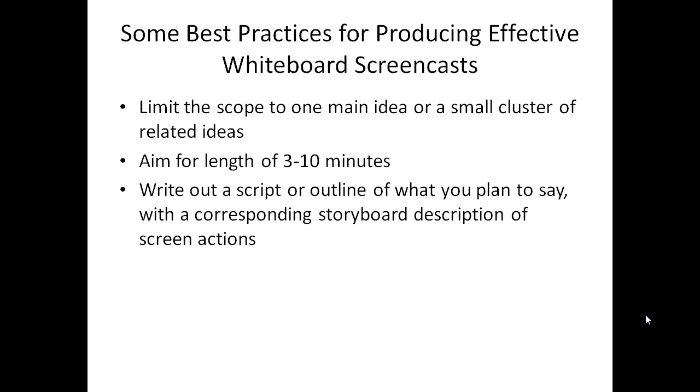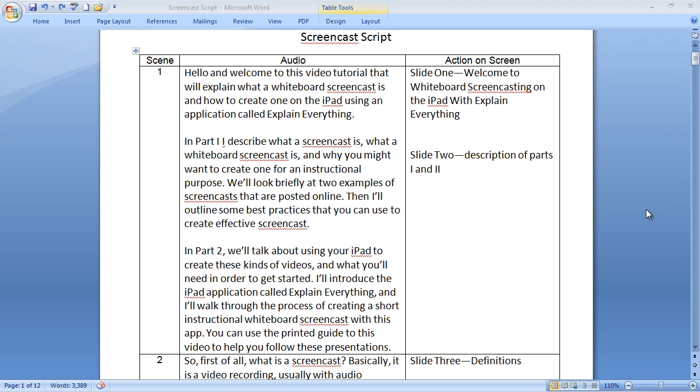In addition, you need to match what you're saying with what's happening on the screen. A good idea is to create a table that contains your script in one column and a description of the screen action in a corresponding column. For example, here's the script that I prepared for this video that you're watching right now. You see there are 3 columns, one for the scene, one for the audio narration, and one for the action on the screen.